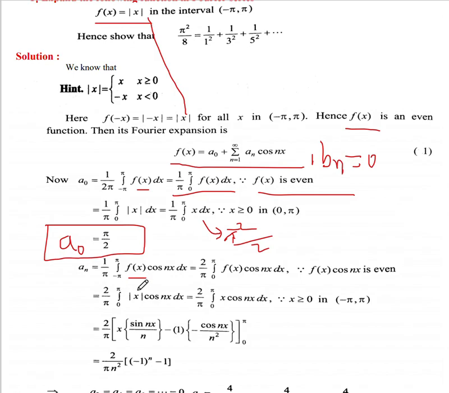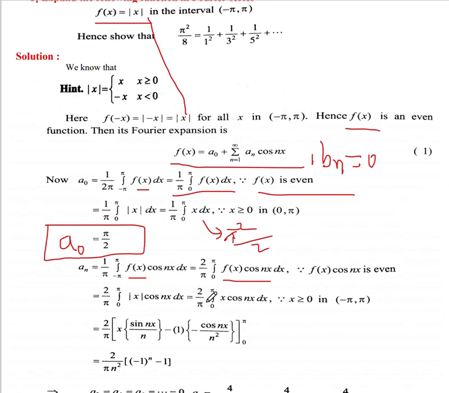So by using the even function concept, the integral of an even function can be written as 2 times 0 to pi of f of x cos nx. So 1 upon pi into 2 times 0 to pi f of x cos nx dx, because f of x cos nx is an even function. Now we will put f of x equal to mod x. So 2 upon pi integral 0 to pi mod x cos nx dx.